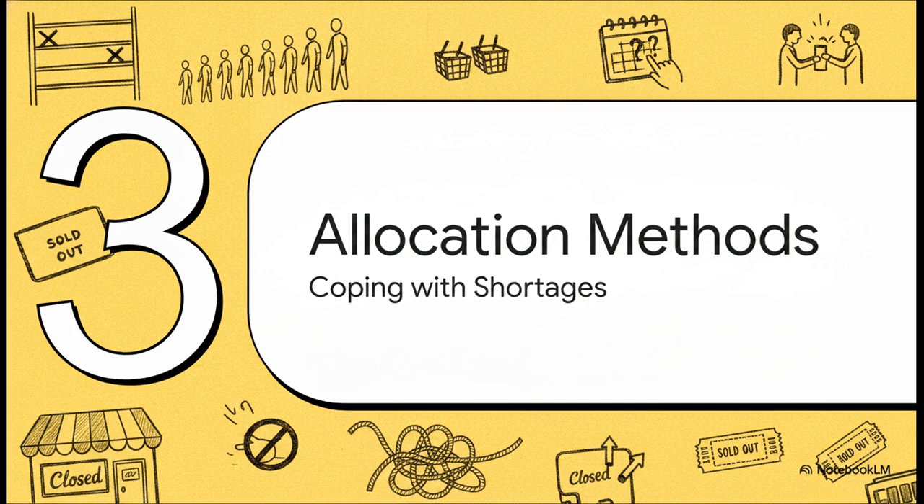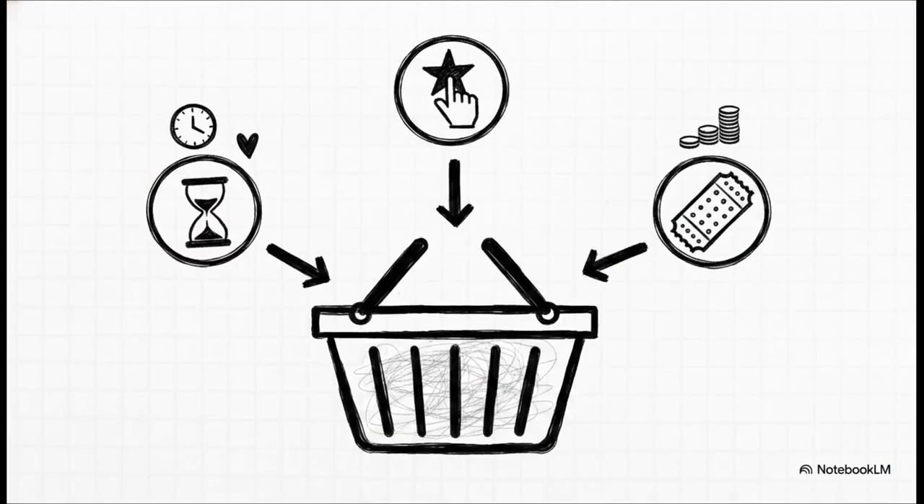Which brings us to part 3, allocation methods. So how does society actually handle this when prices aren't allowed to rise? Well, according to the source material, there are 3 textbook methods that kick in when a severe shortage hits. We've got first come, first served, allocation by sellers' preferences, and formal rationing. Let's break down how each of these actually plays out on the ground.